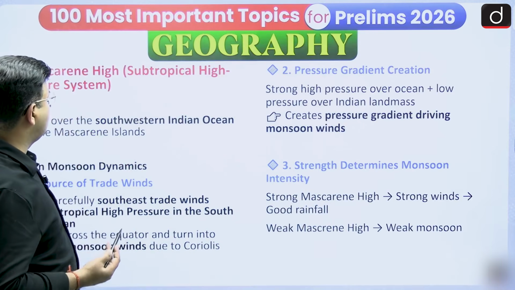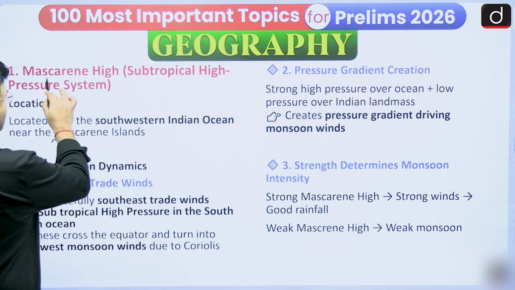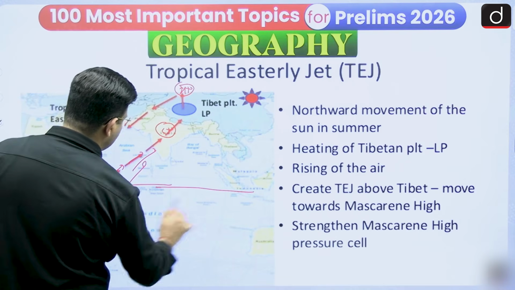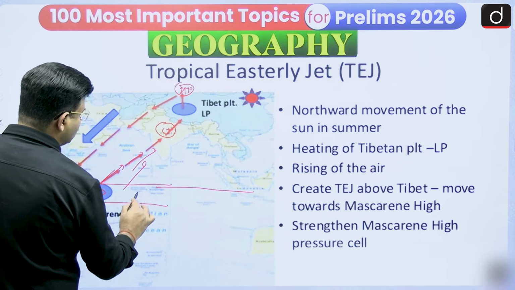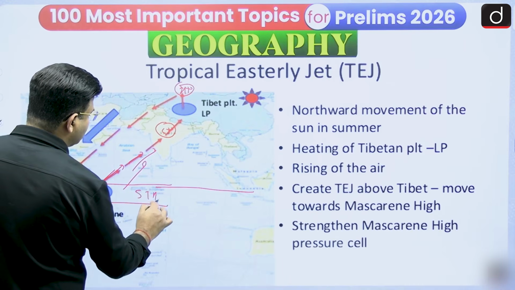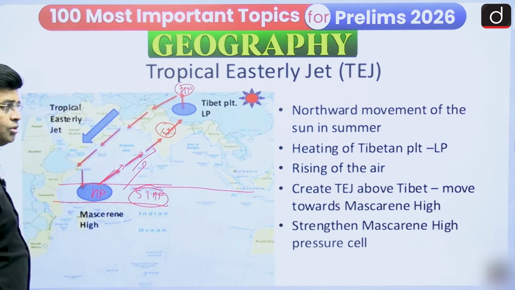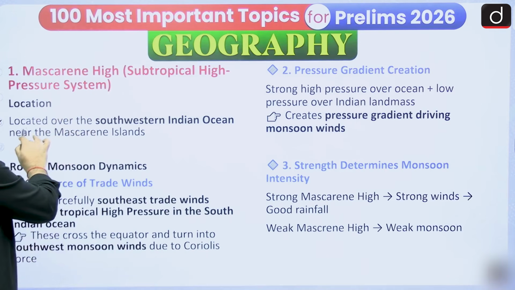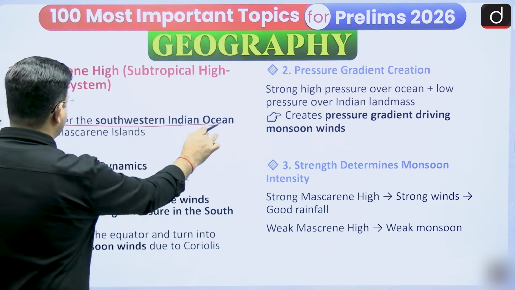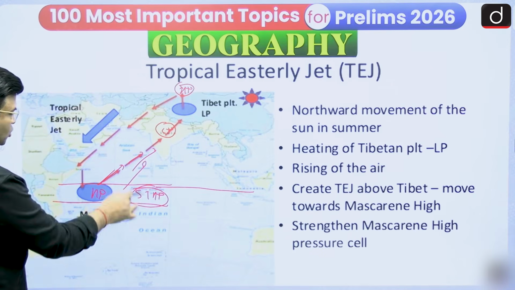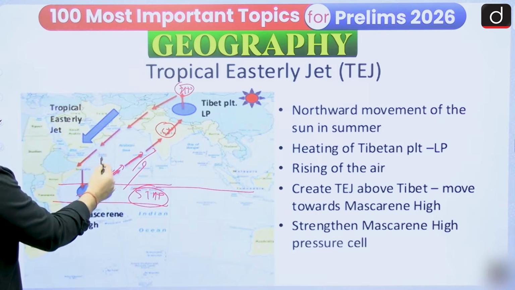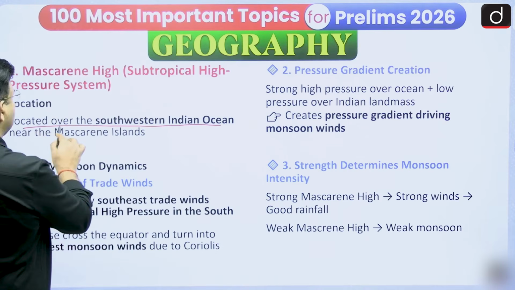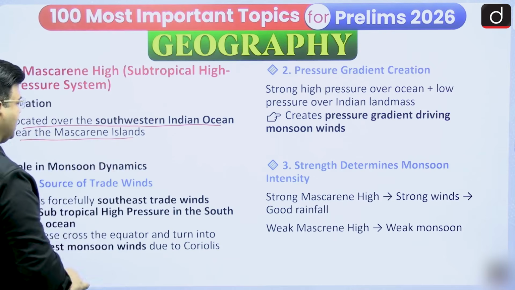So what is this Mascarene High? It is a subtropical high pressure system. You can say this region in the southern hemisphere is in a subtropical high pressure. It is a high pressure region itself. It is located over the southwest part of the Indian Ocean, near the Mascarene Islands.